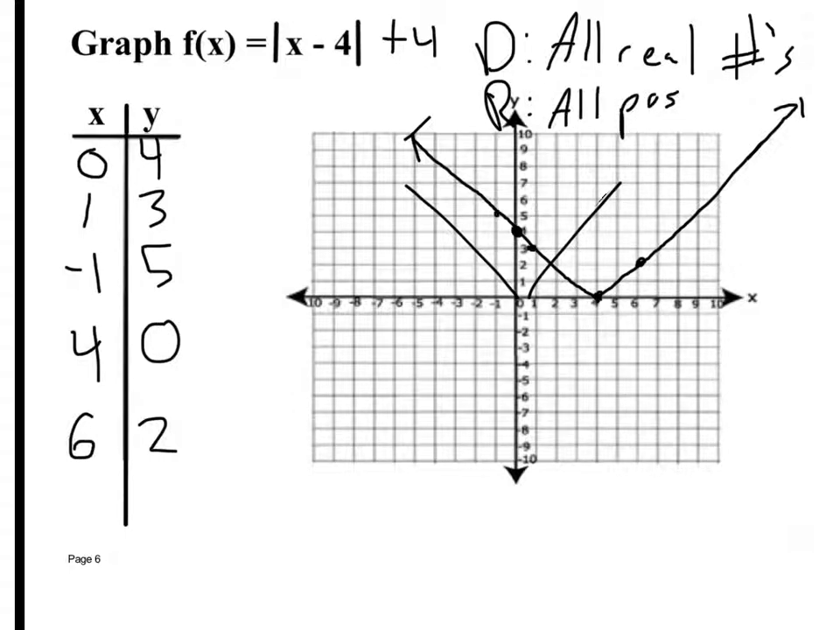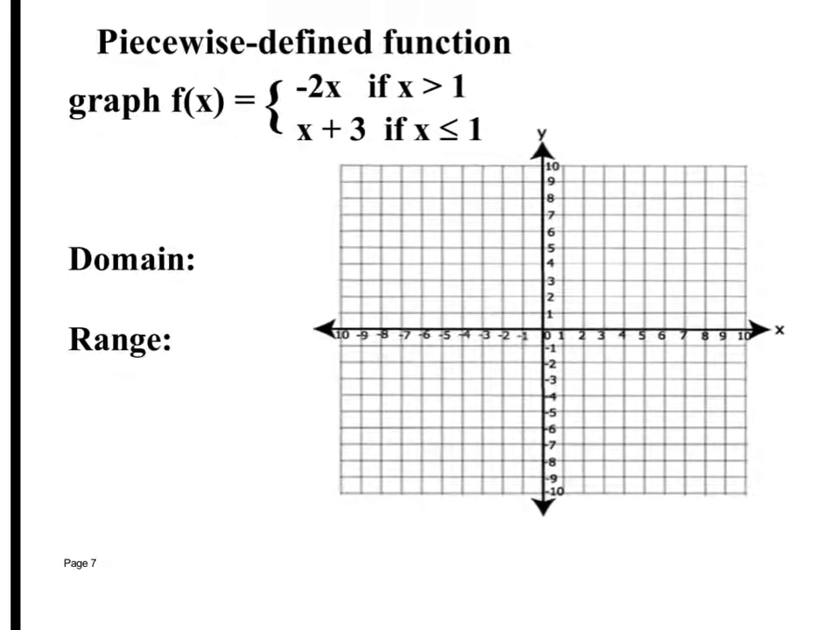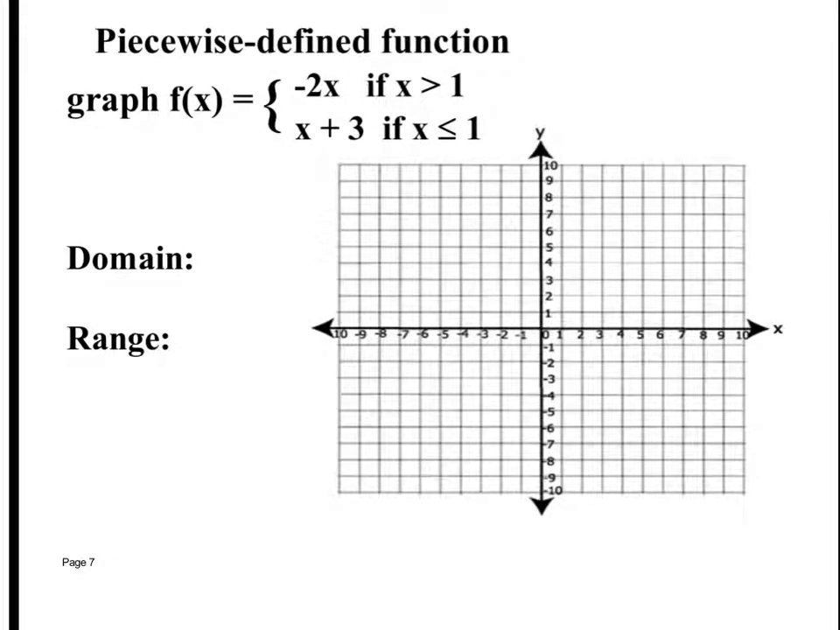Now, the book writes it as non-negative numbers. Okay, I'm fine if you just wrote all positive numbers. Any questions? All right, this is what you need to write down now. This is a piecewise defined function. It's pieces of a graph, and it's piecewise defined, meaning only certain parts of the graph. It depends on what your x coordinate is.